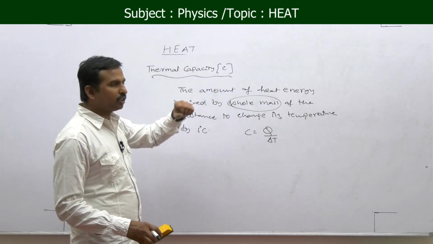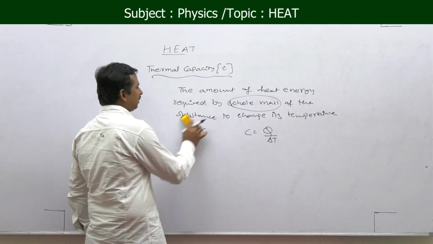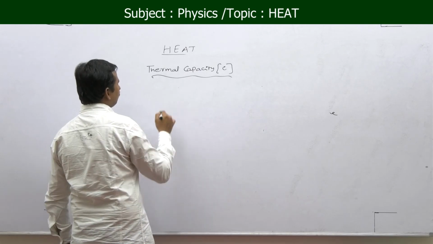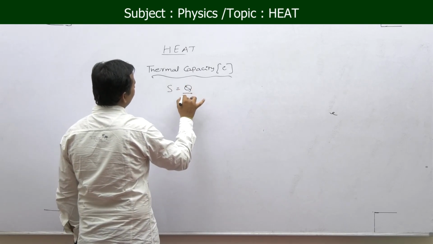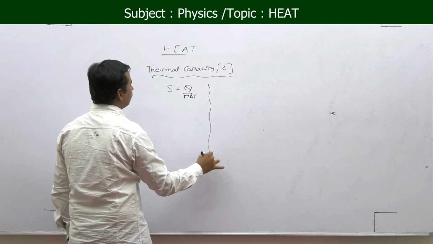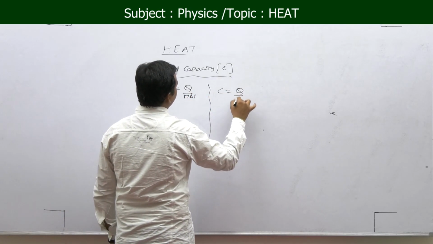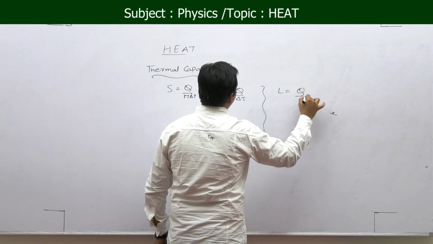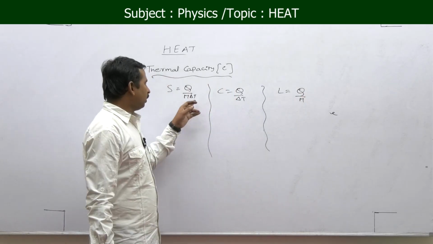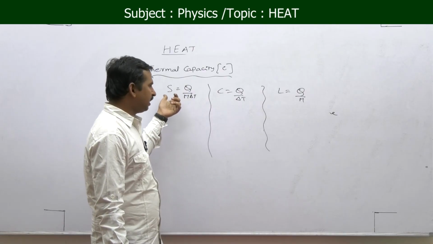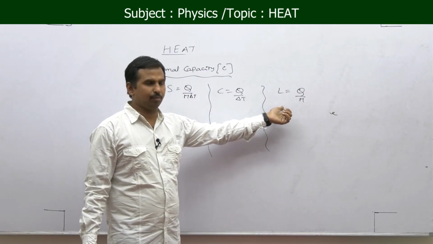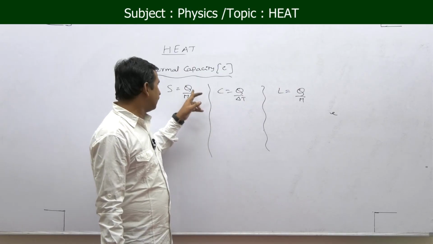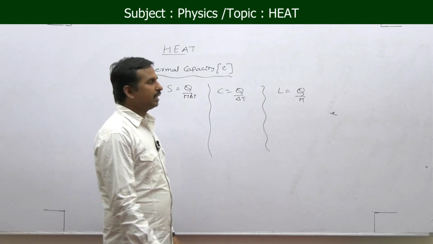So if you compare all three, latent heat, specific heat and thermal capacity: S is equal to Q by M delta T, C is Q by delta T, and the latent heat capacity is Q by M. If there is no change of temperature, then in place of specific heat we have latent heat capacity. And if you take the whole mass of the substance but there is a change of temperature, then specific heat becomes the thermal capacity.